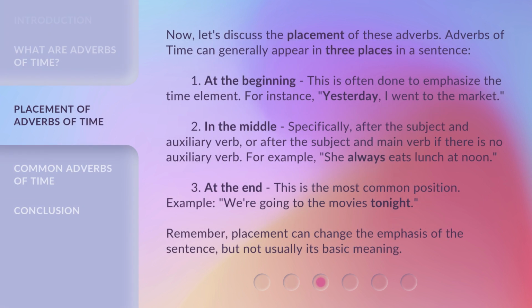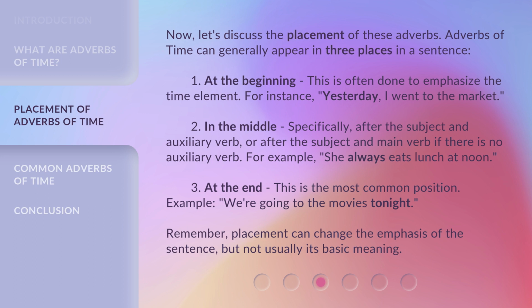Now, let's discuss the placement of these adverbs. Adverbs of time can generally appear in 3 places in a sentence. 1. At the beginning. This is often done to emphasize the time element. For instance, yesterday, I went to the market.